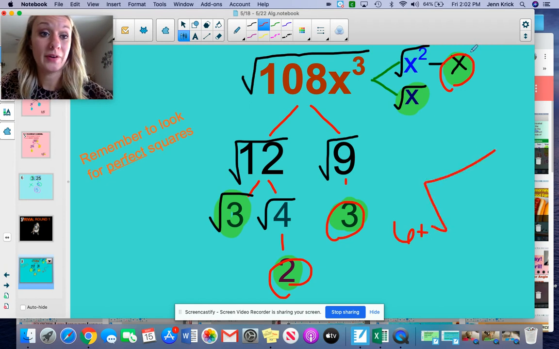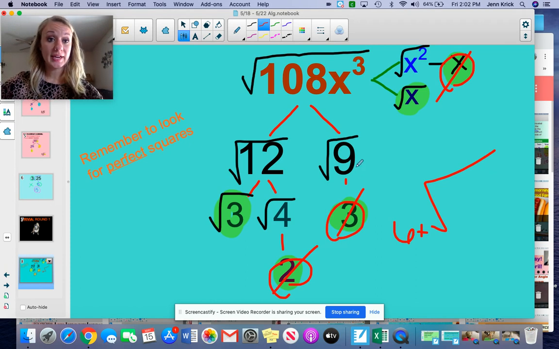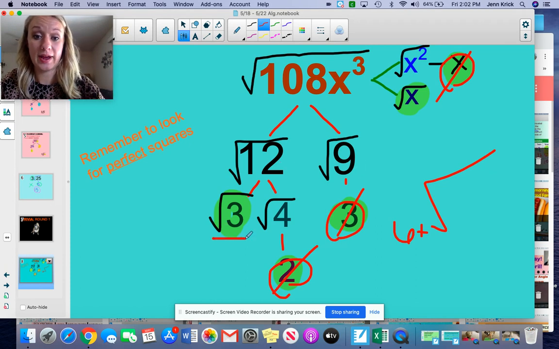Then, honestly, you guys, I also kind of cross them out so I don't forget about it. The only thing that I see left that's highlighted is rad 3 and rad x. We again combine those with multiplication underneath here, and here's what we have.